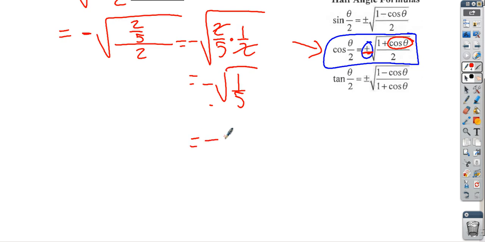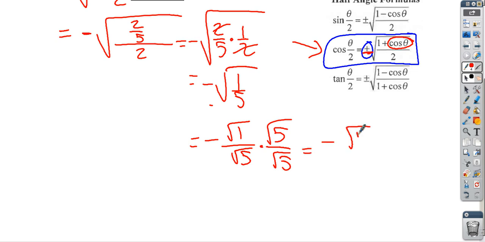So remember that when you have the radical of a fraction, you can take the radical of both of them separately, and then let's rationalize this right here. And we will end up with negative radical 5 over 5, and that should be our answer right there.